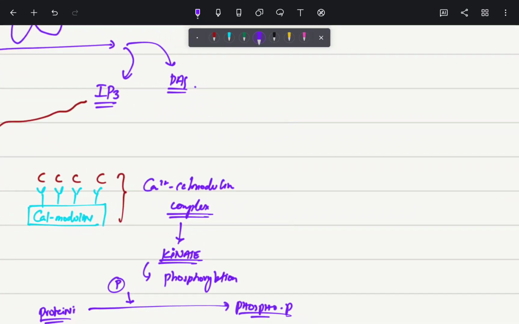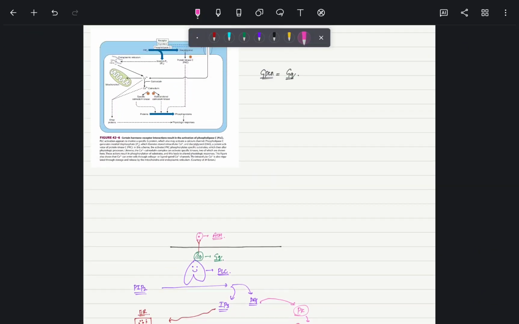So similarly, diacylglycerol will go and stimulate protein kinases, and these protein kinases also will convert the normal proteins into phosphoproteins. So that's how your GQ type of subreceptor works.